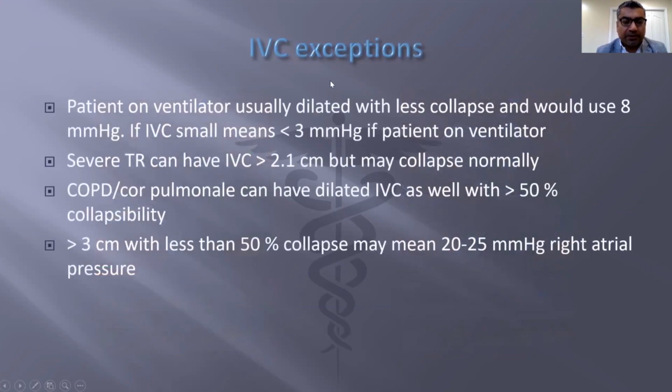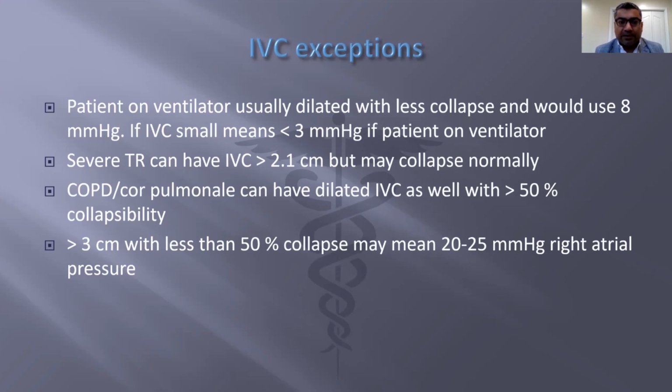So there are some exceptions. One is a patient on a ventilator usually has a dilated IVC with less collapse, and would be around 8 millimeters of mercury. So most patients, when you see the IVC on a ventilator, if you see normal size and not collapsing, or bigger size but collapsing, it may be normal for that patient and their volume status is okay. It is not too low or too high.